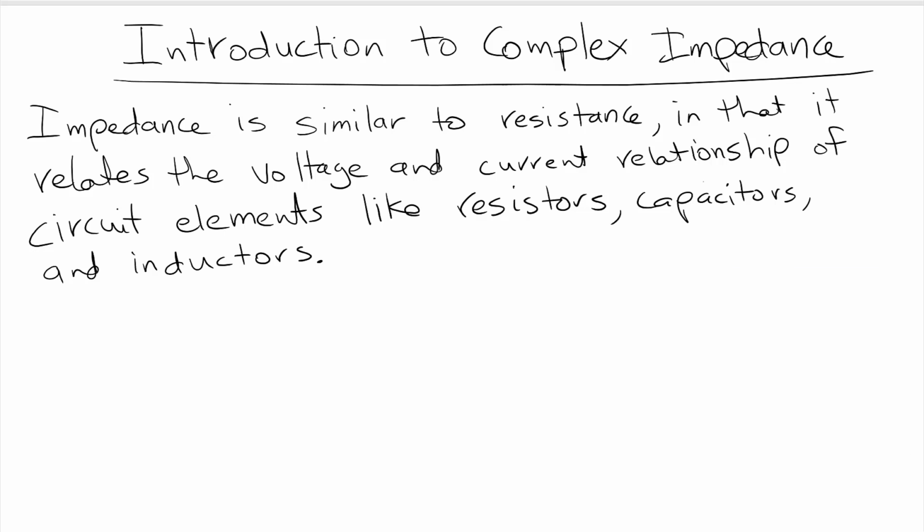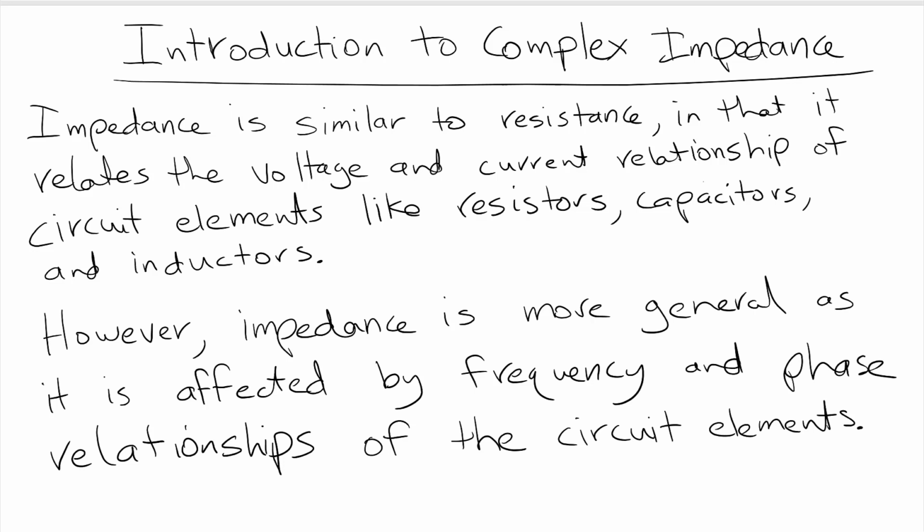Now we're going to talk about complex impedance. So impedance is a similar concept to resistance, and it relates the voltage and current relationship of a circuit element like a resistor, capacitor, or inductor. And it's a more general form of representing the voltage and current relationship. In particular, for capacitors and inductors, the impedance is affected by the frequency and phase of the circuit elements and what they're exposed to.